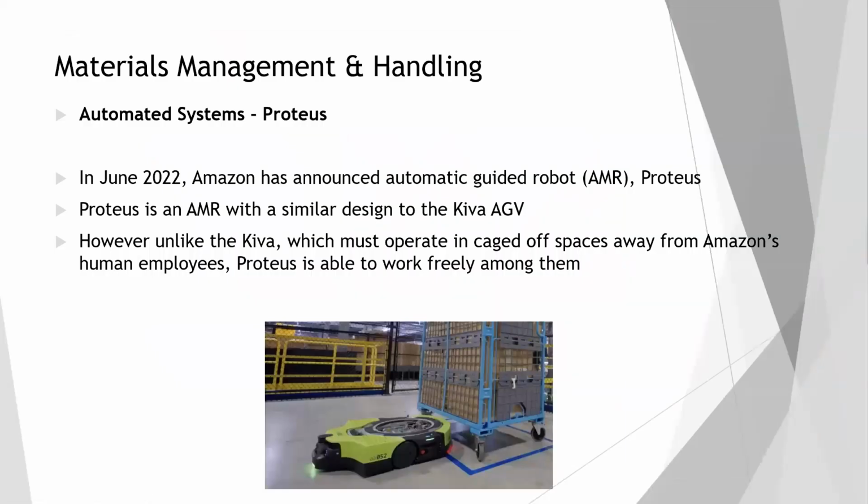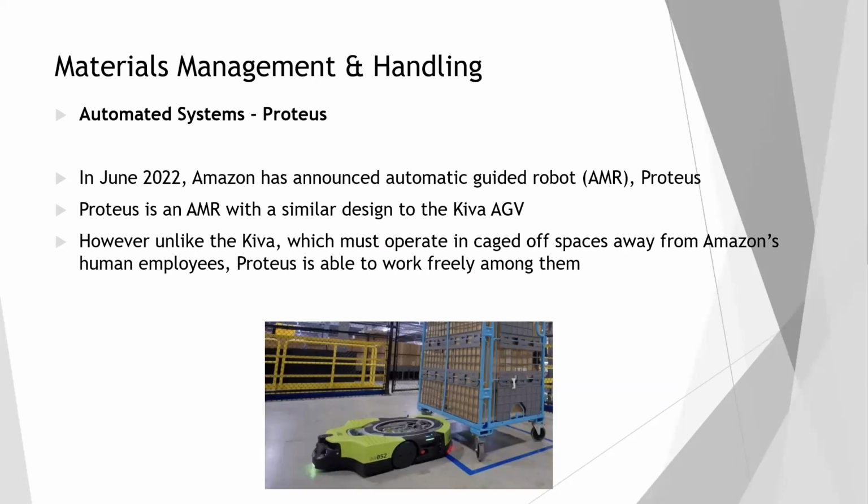So again, we just watched the video. These are the Kiva robots. So in June 2022, so pretty recently, Amazon announced an autonomous mobile robot, an AMR, called the Proteus. And the Proteus is an AMR with a very similar design to that of the Kiva automatic guided vehicle.